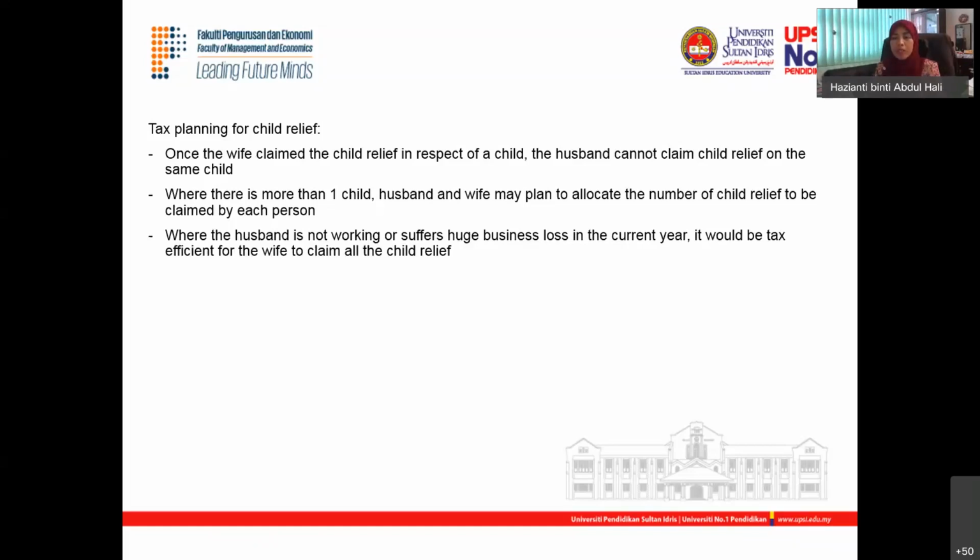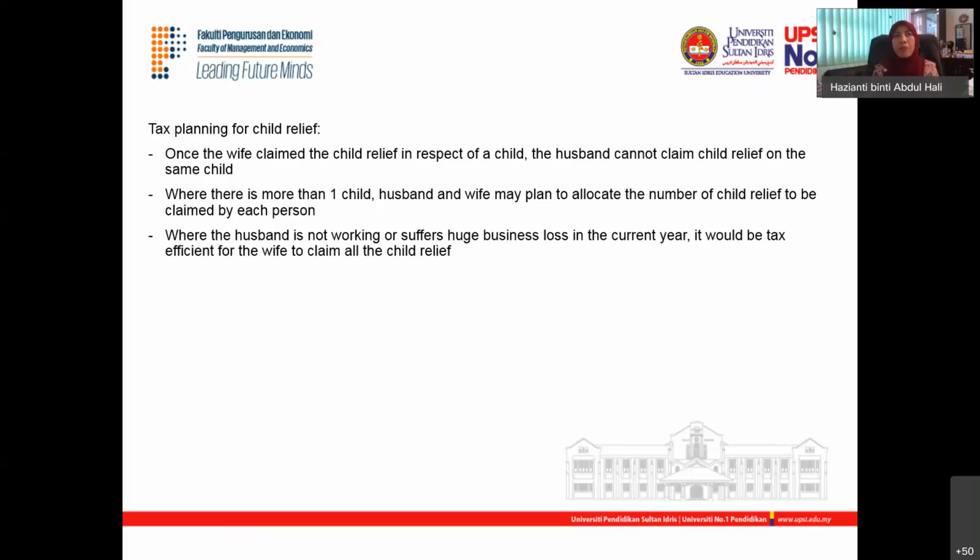You don't have to work pun kan, but you have rental income, you just sit there and tunggu duit masuk, but you still have income. So if that's the case, it is better for you to do the separate assessment. But if only one person, the husband or the wife, has income, then normally they will choose for combined assessment.